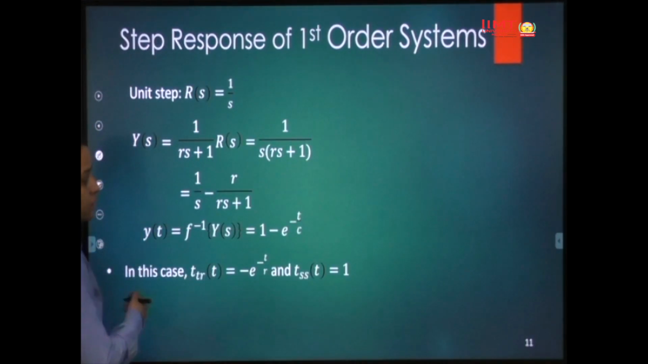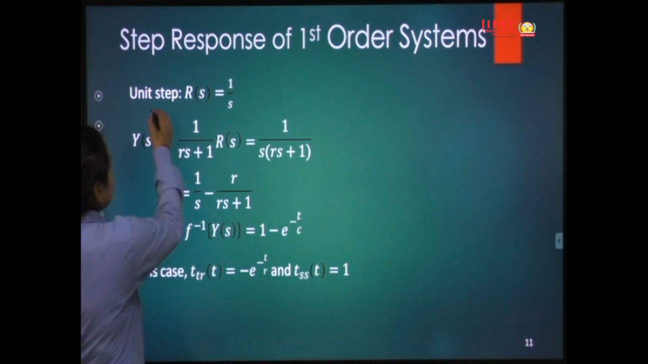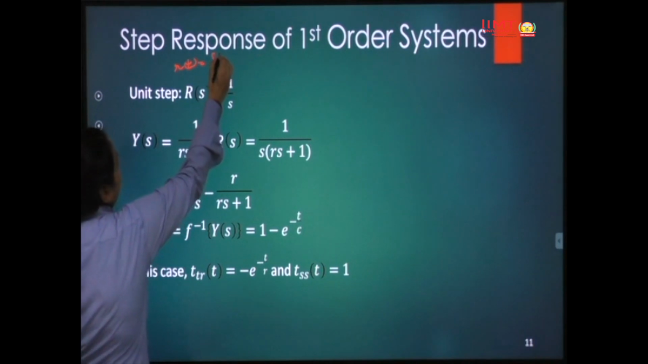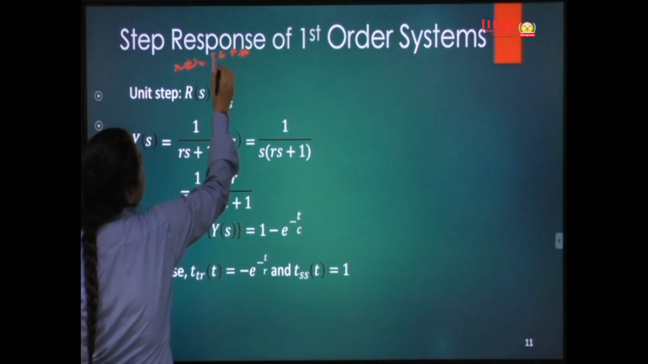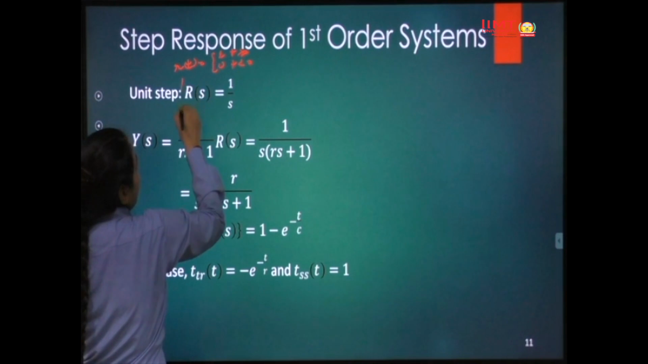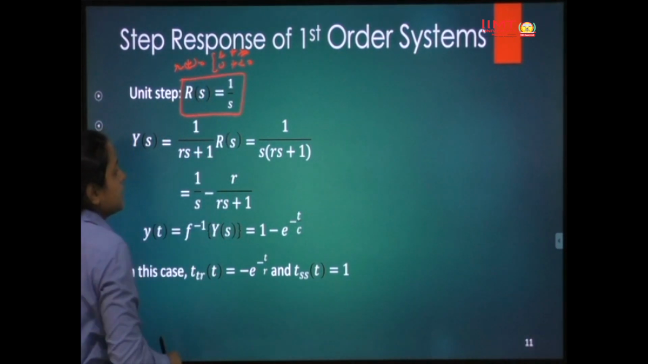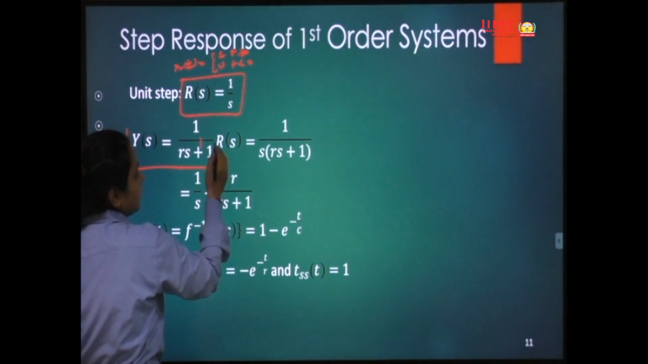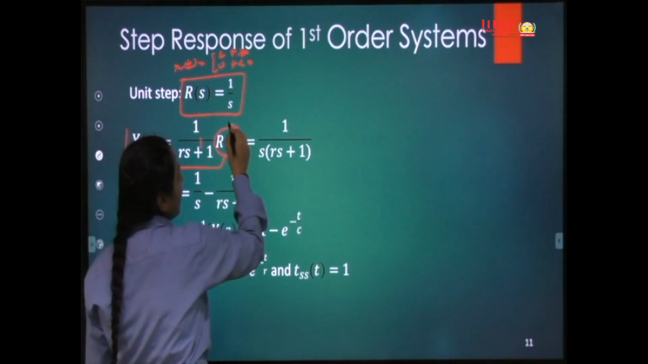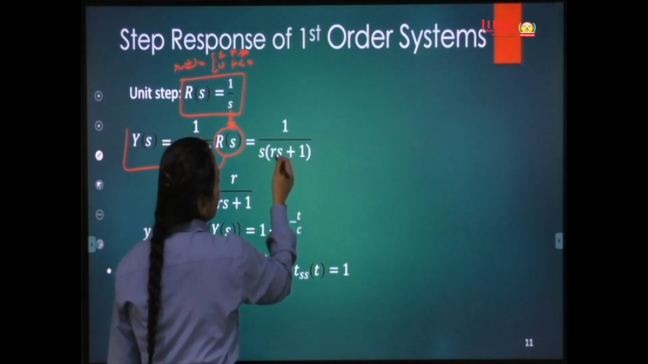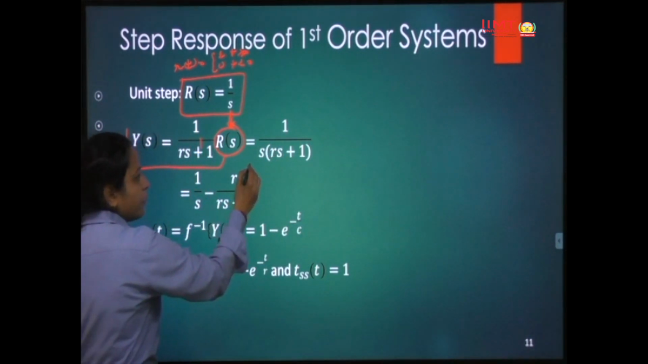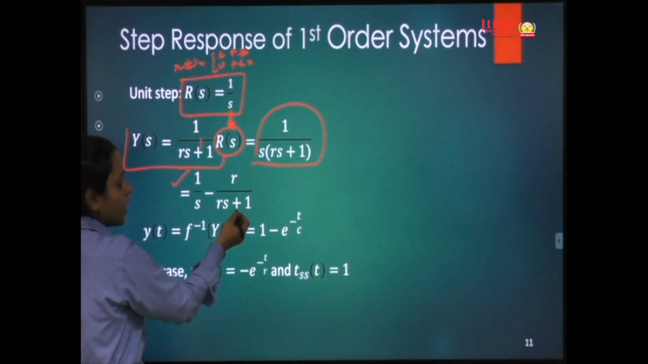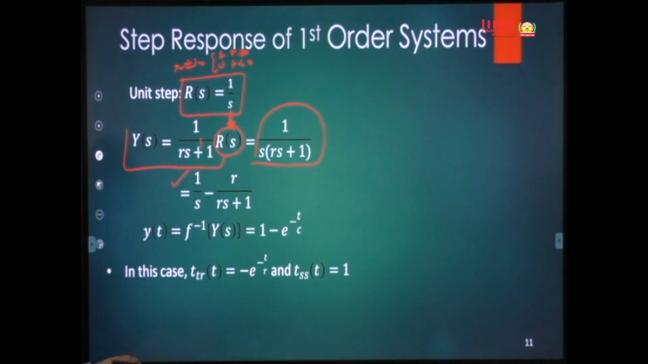So next is the unit step response for the first order system. Our unit step input is equal to 1 for t greater than or equal to 0 and 0 for t less than 0. The Laplace transform for this is 1 by s. So again we have Y(s) equal to 1 by (Ts plus 1) into R(s). If we put the value of R(s), we get 1 upon s(Ts plus 1). If we do the partial fraction of this equation, we get 1 by s minus T upon (Ts plus 1). Now we take the inverse Laplace transform.